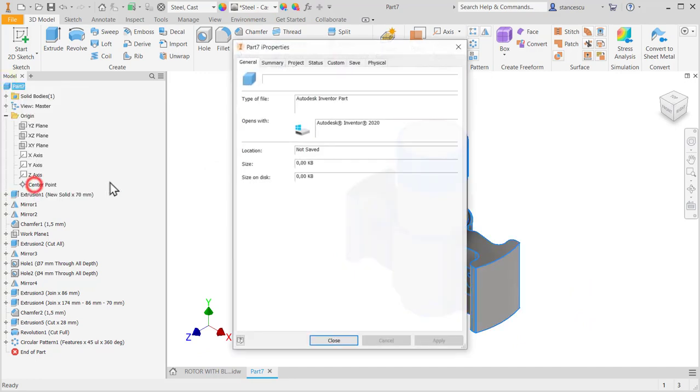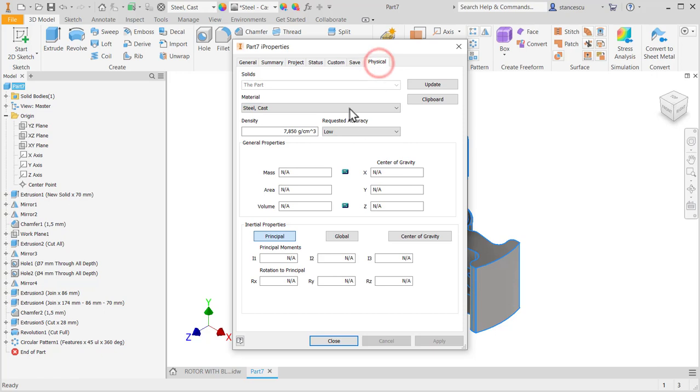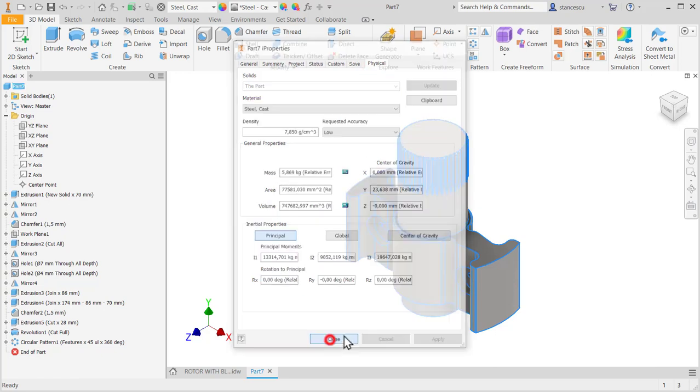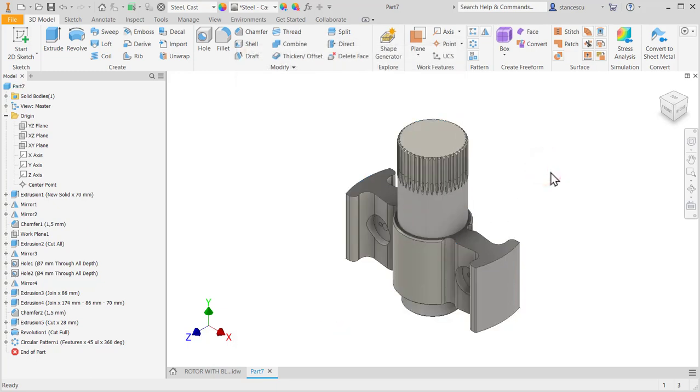Data, properties, physical, update, almost 6 kilograms. That's all for the moment.